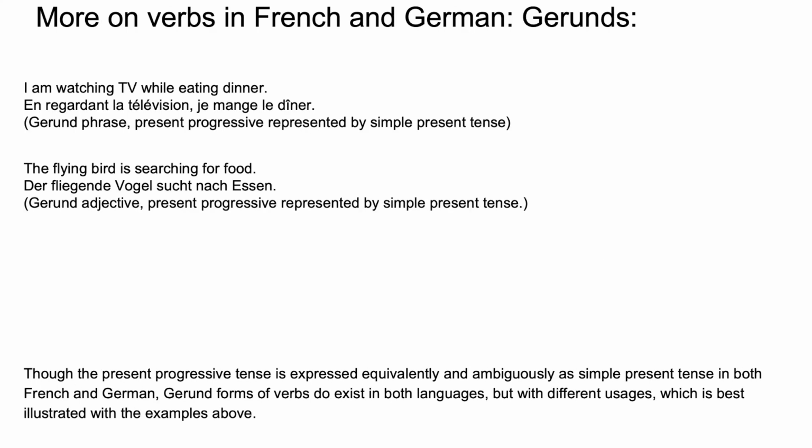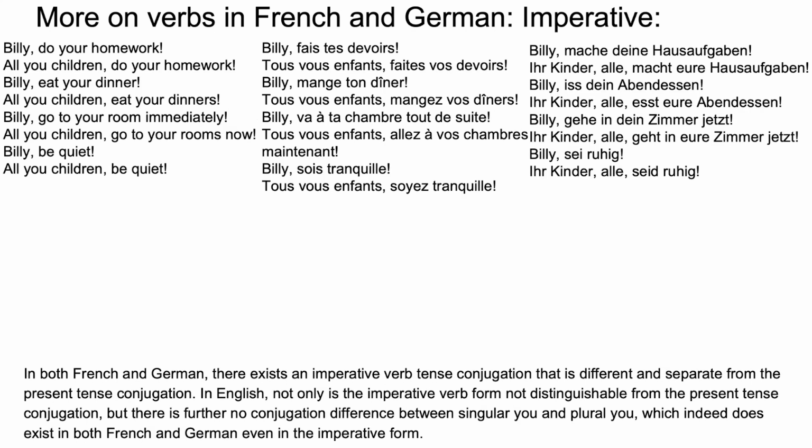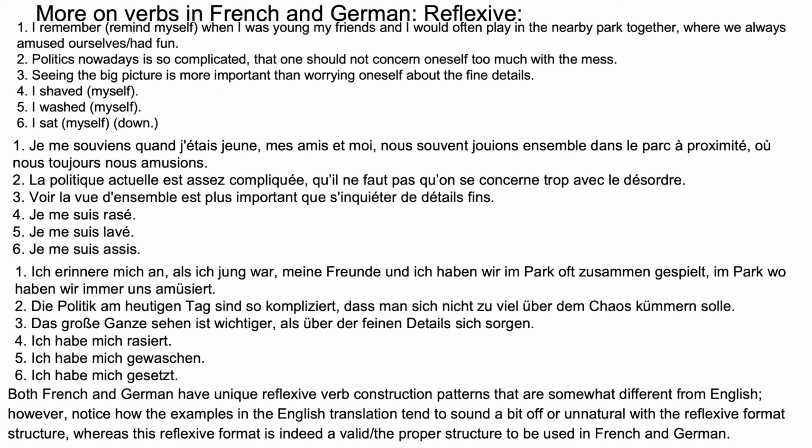Though the present progressive tense is expressed equivalently and ambiguously as simple present tense in both French and German, gerund forms of verbs do exist in both languages, but with different usages, which is best illustrated with the examples above. In both French and German, there exists an imperative verb tense conjugation that is different and separate from the present tense conjugation. In English, not only is the imperative verb form not distinguishable from the present tense conjugation, but there is further no conjugation difference between singular you and plural you, which indeed does exist in both French and German, even in the imperative form. Both French and German have unique reflexive verb construction patterns that are somewhat different from English.